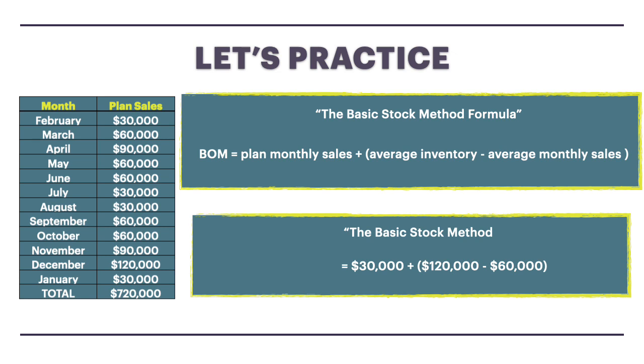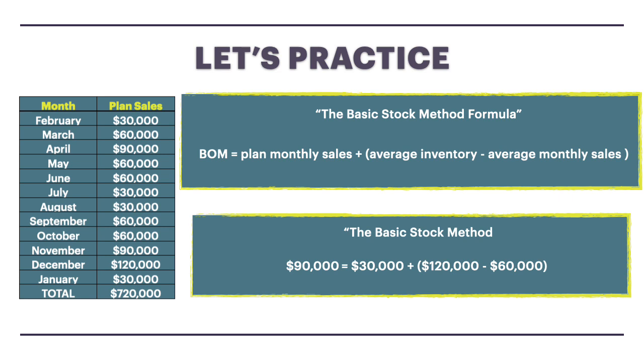We're going to do what's in parentheses first. We're going to take our average inventory of $120,000 and subtract our average monthly sales of $60,000. That gets us $60,000 remaining. We're going to take that $60,000 and add it to our planned monthly sales of $30,000 for a total of $90,000.